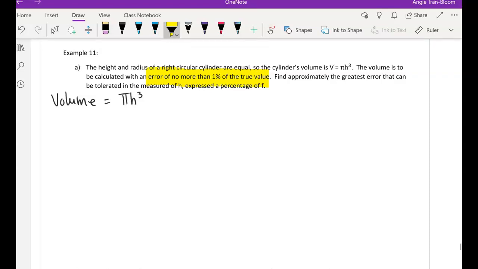Okay. Of no more than 1% of its true value. So let's spell that out. An error: the volume is to be calculated with an error of no more than 1% of the true value. Find approximately the greatest error that can be tolerated in the measure of h, and give it to me as a percentage.